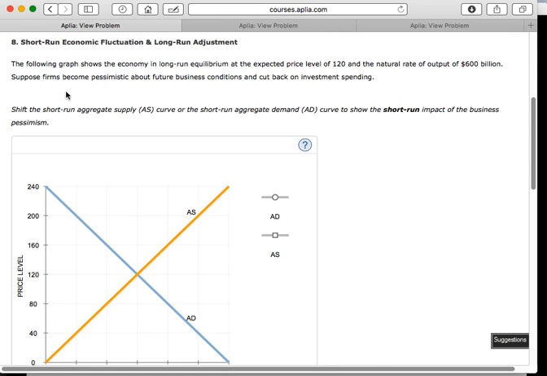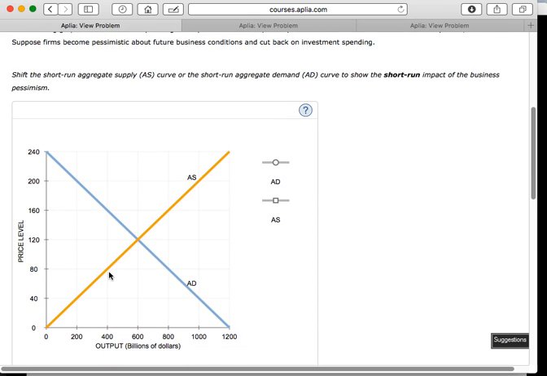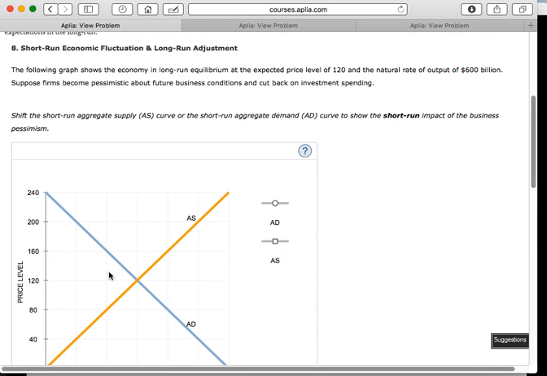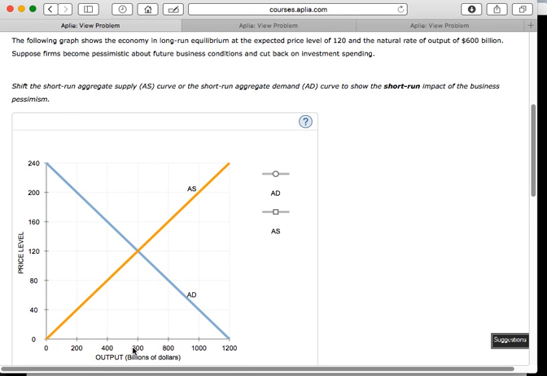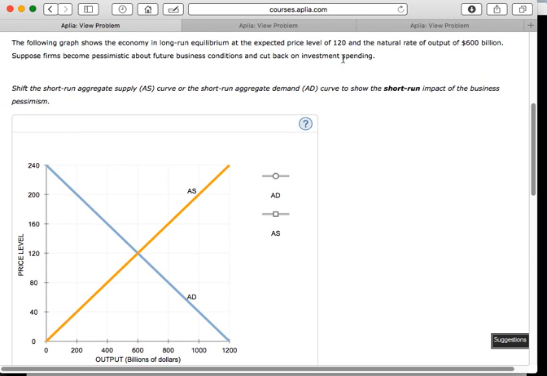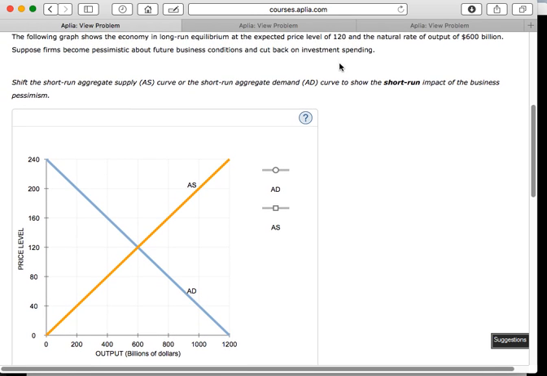So our scenario is, we start off with this situation here. We're at a long-run equilibrium. Expected price level of 120, natural rate of output of 600 billion. Suppose firms become pessimistic about future business conditions and cut back on investment spending. Well, when you cut back on investment spending, investment is one of the components of aggregate demand: consumption, investment, government expenditures, and net exports.